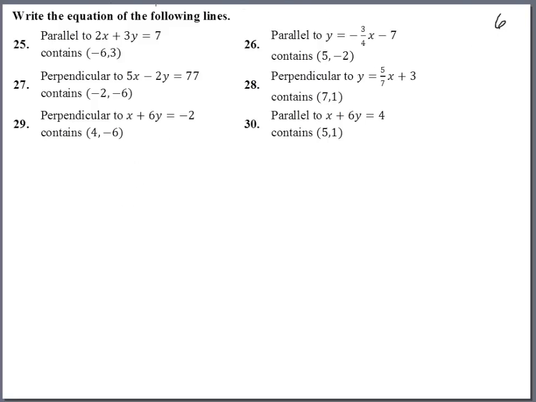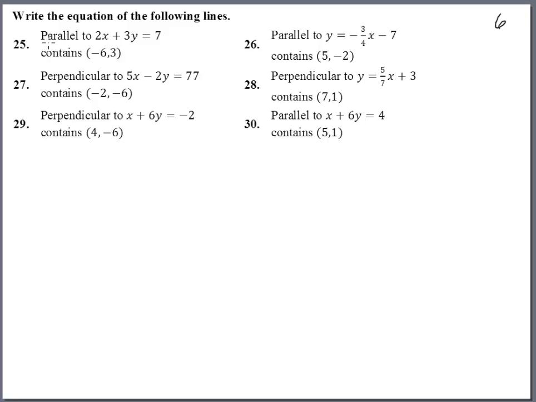Here is page 6, answers to problems number 25 through 30. Now here we notice we're going to write the equation of the following lines, but it doesn't give us a specific form, so depending on my mood, we'll pick different ones in different forms. We'll try to get slope-intercept in some of them.